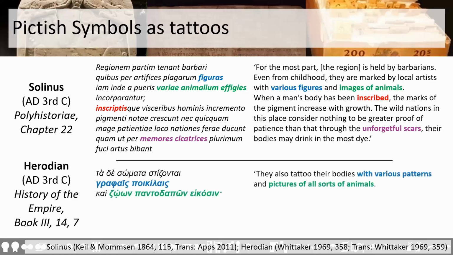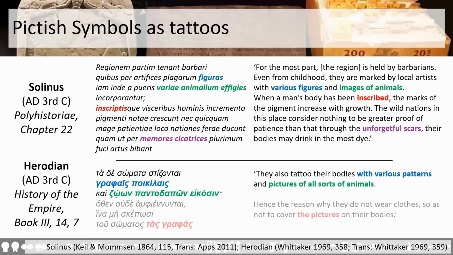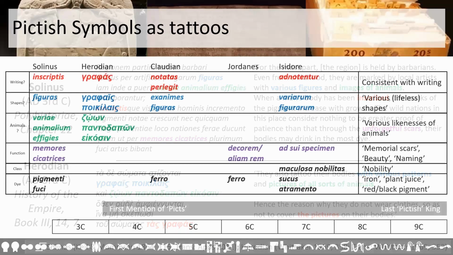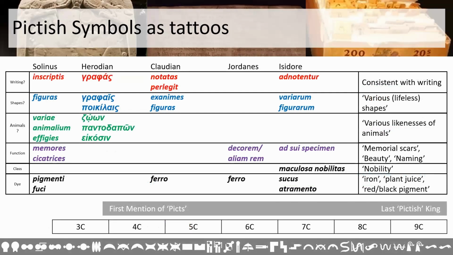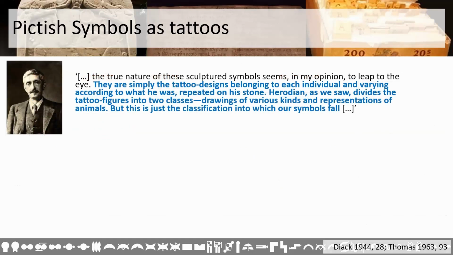Around the same time, we have Herodian writing of the Picts. They also tattoo their bodies with various patterns and pictures of all sorts of animals. Again, alarm bells, hence the reason why they do not wear clothes, so as not to cover the pictures on their bodies. So we know at least why they were naked. And we have a few more accounts that are all consistent with this idea that the Pictish symbols might be writing, that they consist of various shapes and animals, attributing a memorial or beautifying or even naming function, and that they're associated with a kind of nobility, potentially.